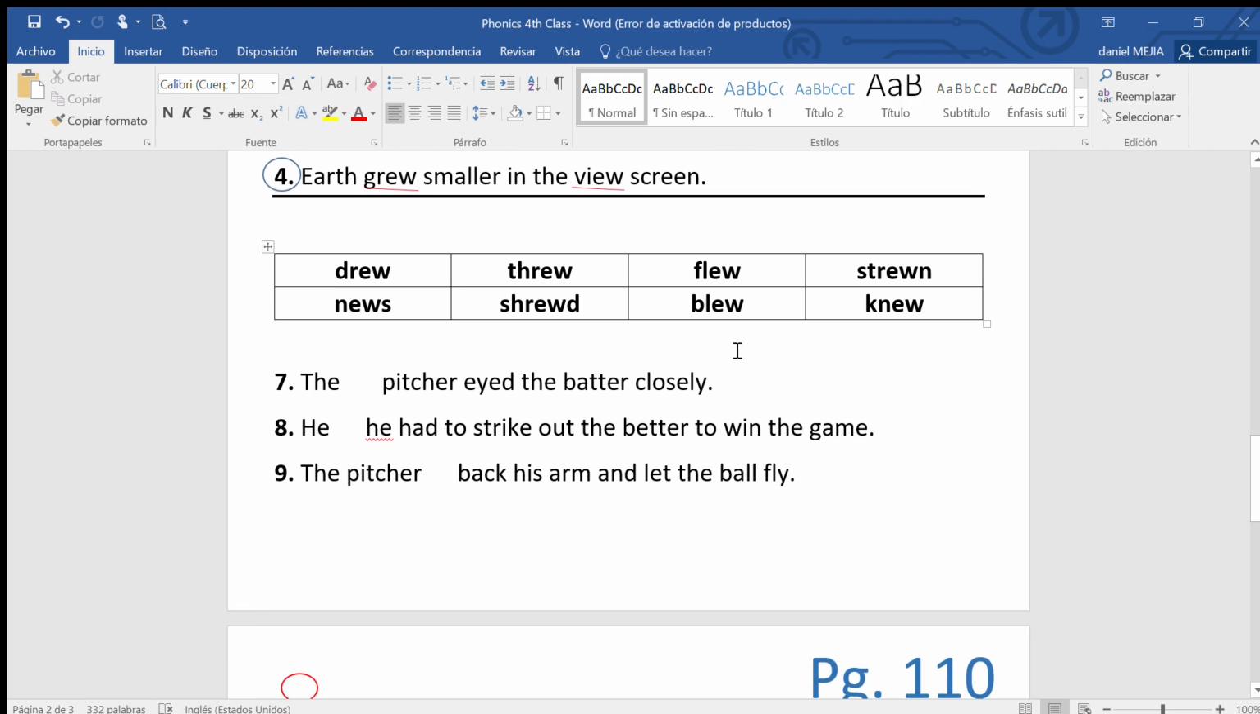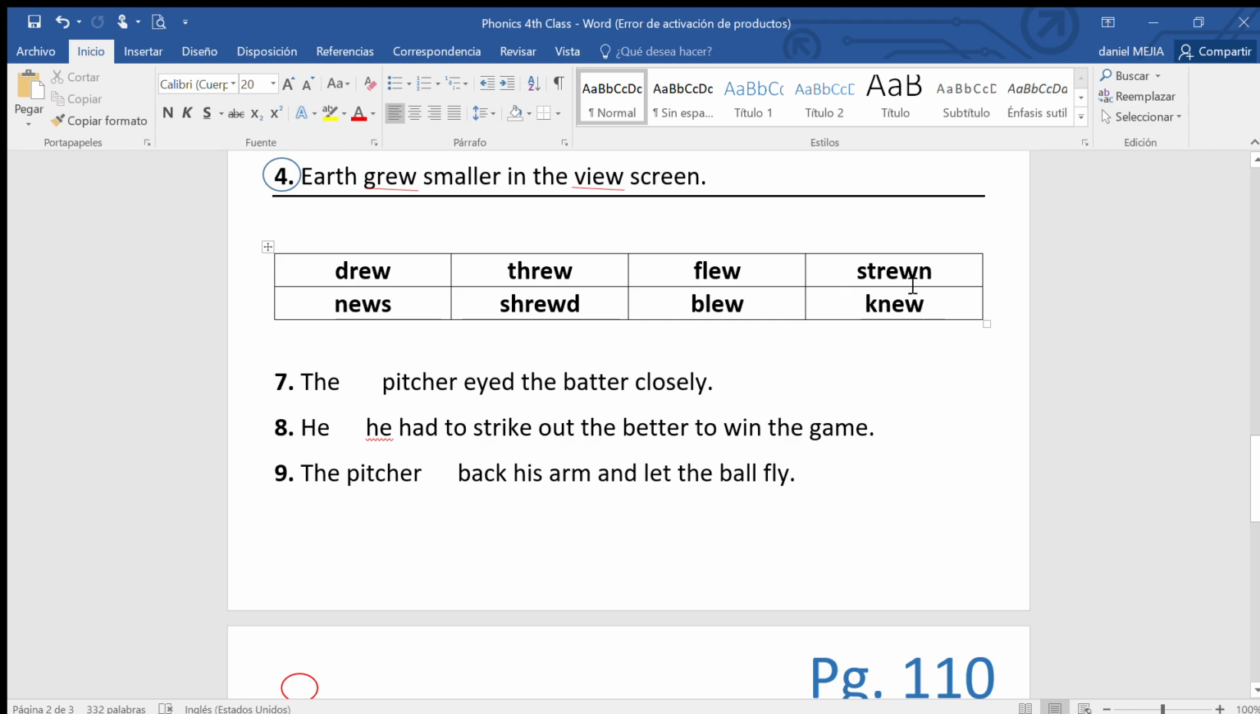Okay. The number 5 and 6, you're going to do it alone. So if I don't put it, it means you have to do it alone. So now we have the next part. We have: read each sentence, complete the sentence with the word from the word bank. So we have drew, news, through, shrewd, flew, blew, strewn, and new.